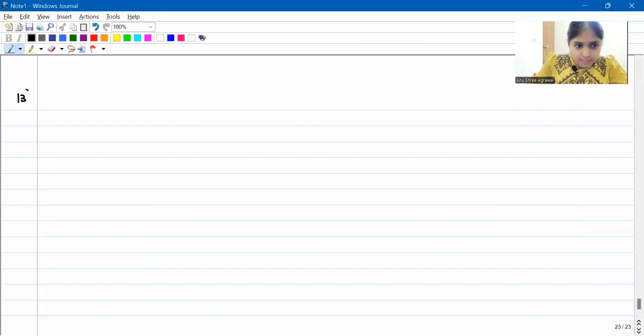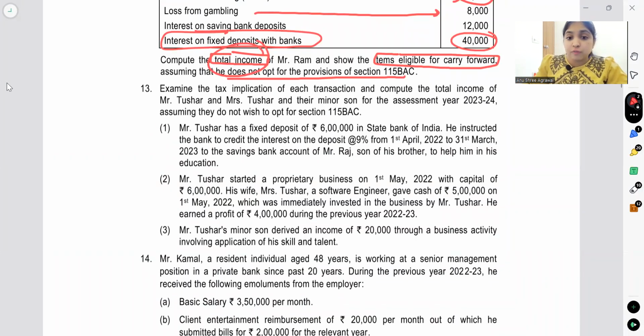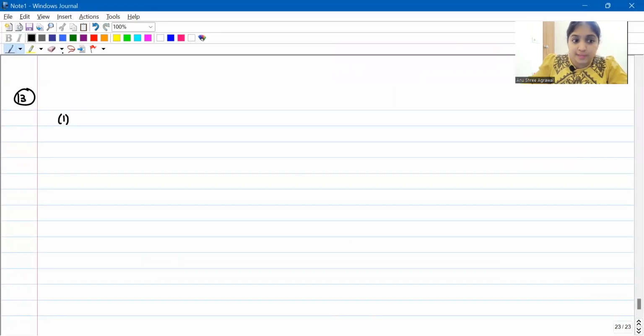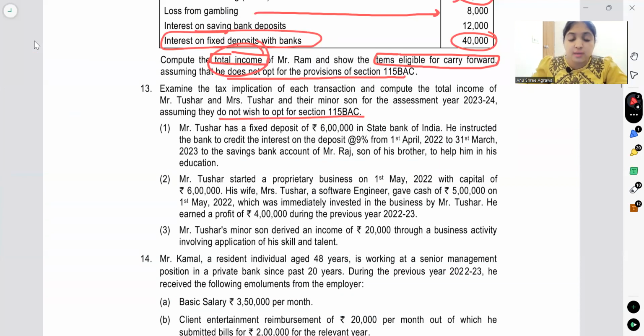Talking about question number 13. Examine the tax implications of each transaction and compute the total income of Mr. Tushar and Mrs. Tushar and their minor son for assessment year 23-24. They're asking us, number 1, examine the tax implication of each transaction. So we have to write some theory also, and then they're asking us to compute total income. All right, of whom? Of Mr. Tushar, Mrs. Tushar, and minor son for assessment year 23-24. We do not wish to opt for 115BAC. So each transaction, first we have to examine, then total income. What's the first transaction? Mr. Tushar has a fixed deposit of 6 lakhs in SBI.